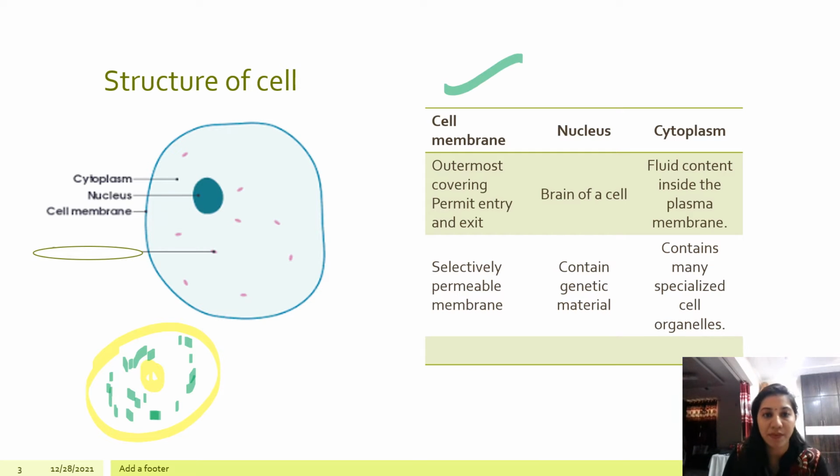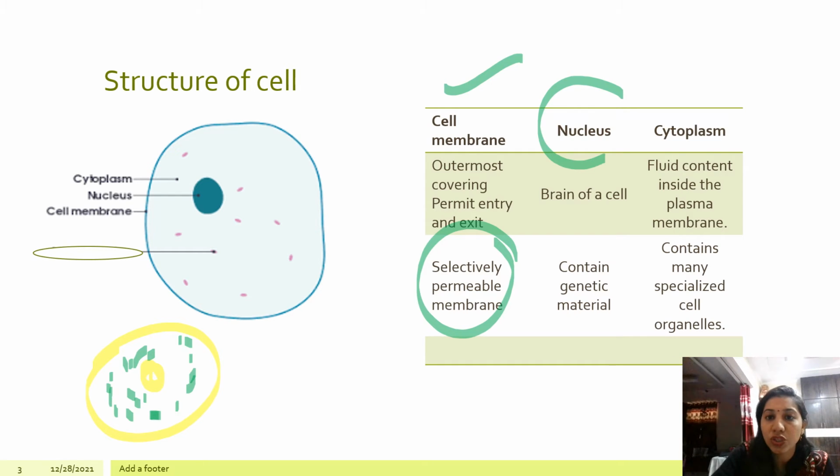So first is the cell membrane. What is the cell membrane? Cell membrane is the outermost covering that helps to permit the entry and exit of substances. Is the cell membrane selectively permeable or can anything enter into the cell? No, it is completely selectively permeable. Only selected particles can enter into the cell, others cannot. So the cell membrane gives covering, protection, shape, size. It provides the outermost covering, helps in protection, and it is a selectively permeable membrane, so it permits entry and exit of selected substances.